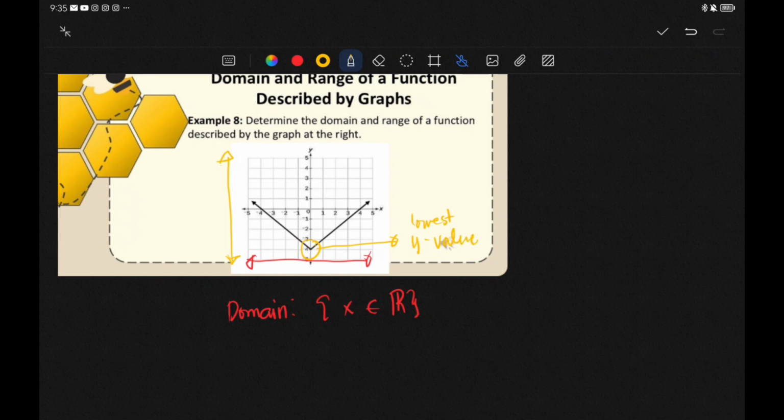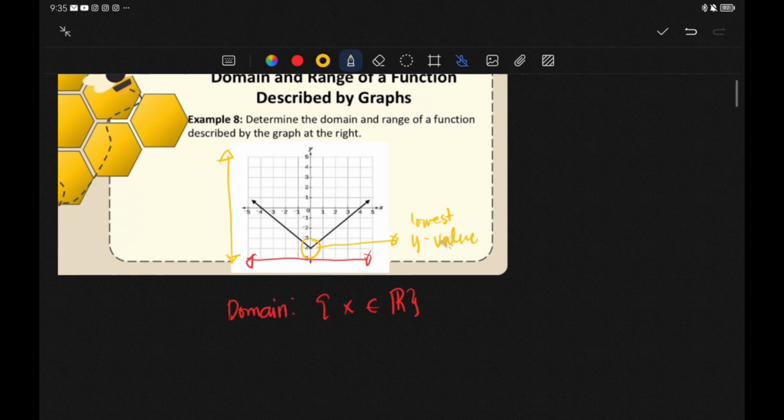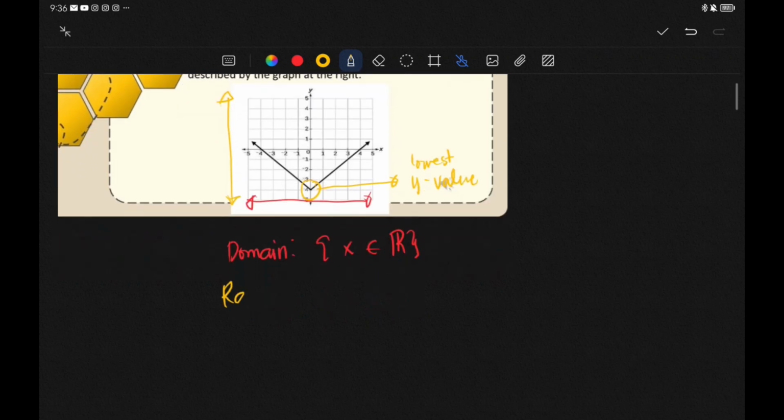And the graph extends infinitely upward, then we can see that the range, our range, is all real numbers such that y is greater than or equal to -4 because it goes upward.